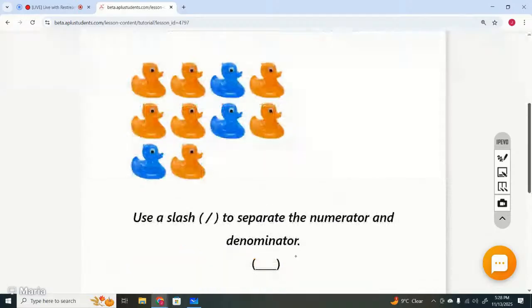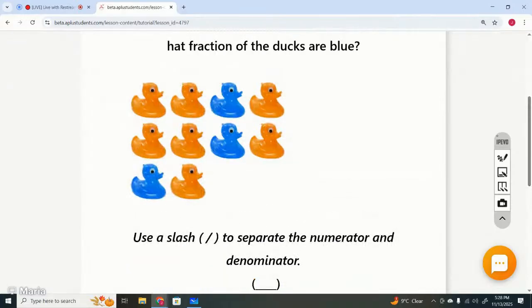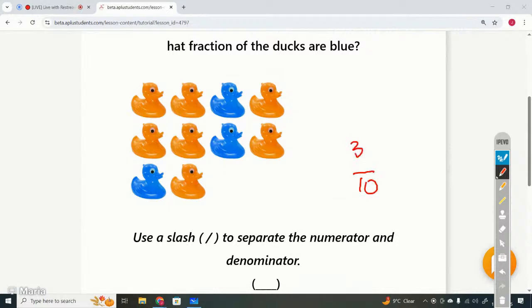What fraction of the ducks are blue? So count the total ducks first, right? We have one, 2, 3, 4, 5, 6, 7, 8, 9, 10. We have a total of 10 ducks. 3 of them are blue, so that means 3 of the 10 ducks are blue.